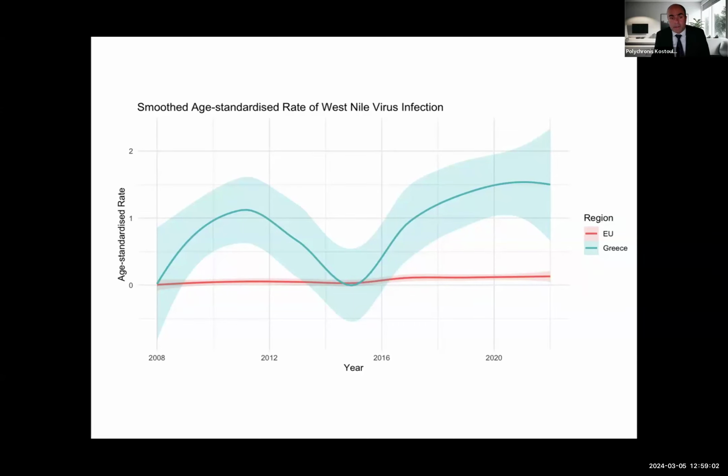And one thing that perhaps we should look at from this graph is that we also have a very low but steady increase of the age standardized rate in Europe. Okay, and this, of course, has to do with the disease and the virus becoming endemic in more regions of the European region, starting, of course, from the southern parts and going more and more up to the north as the temperature rises, and there are ideal conditions for the establishment of the virus in the environment.